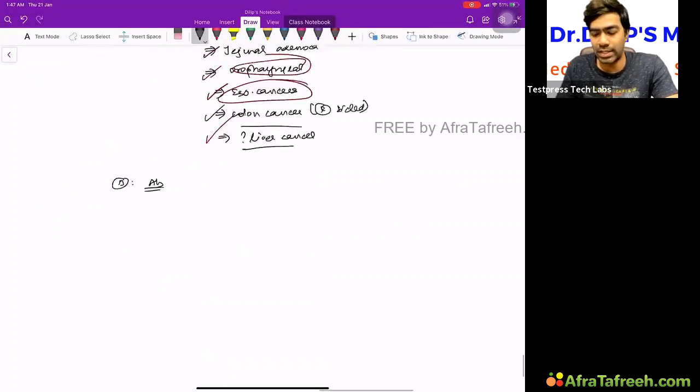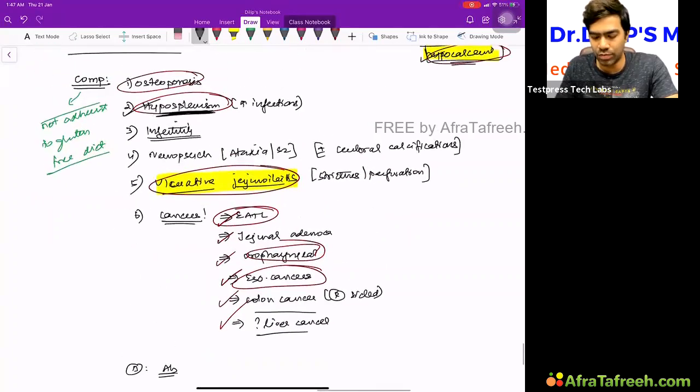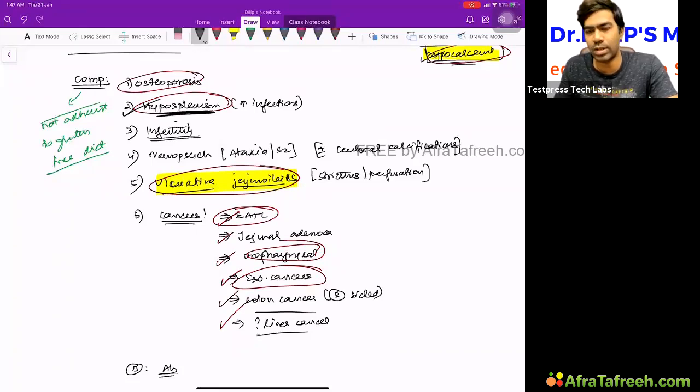Why hyposplenism? It's an association of celiac disease. Most of the patients with celiac disease will have hyposplenism. Probably when you go for the pathophysiology properly, they believe that most of the immunity is spent towards the gut. So that is why the immune system is exhausted, and that's why the splenic resources are exhausted. That's why they go for hyposplenism. That is what is thought to be the reason for hyposplenism, but we don't know the exact reason.